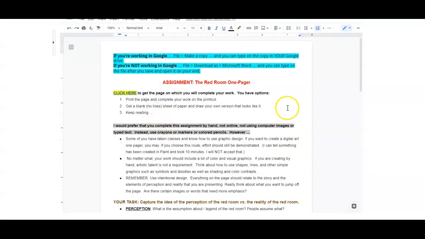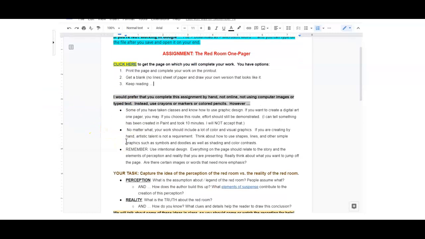Then you have options. You can print the page and complete your work on the printout. You can get a blank piece of paper with no lines and draw your own version. Or, and I would prefer that you complete this assignment by hand and not online, not using computer images or typed text. Instead, use crayons and markers and colored pencils.